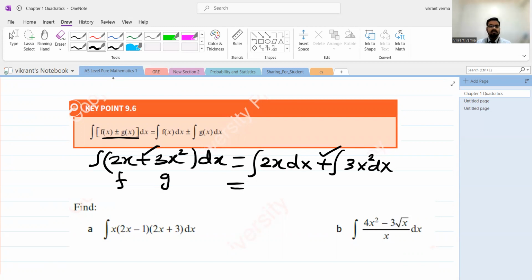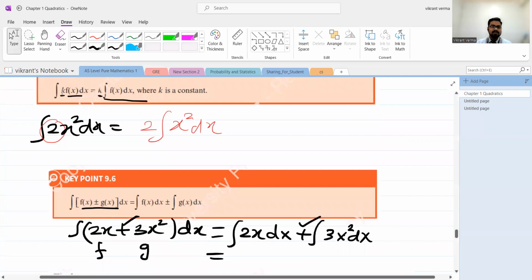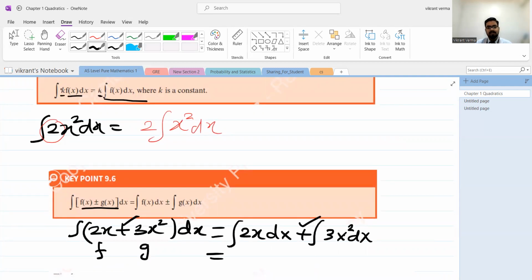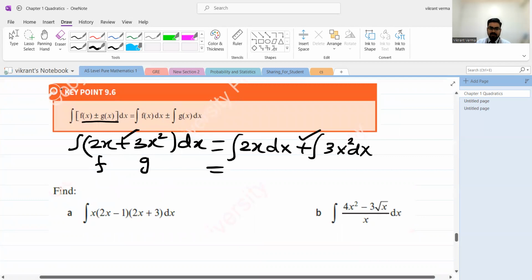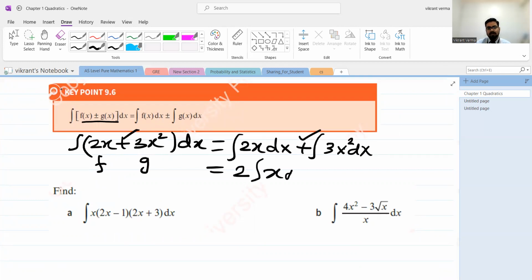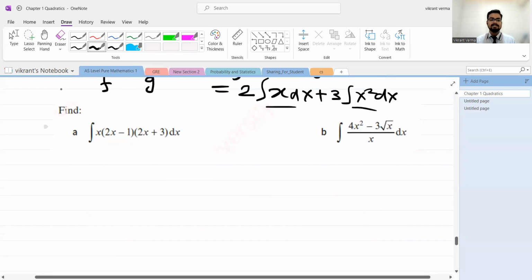And now, because we have learned another rule, that the constant of integration can be taken outside, I am taking the constants outside. It will be 2 times the integral of x dx plus 3 times the integral of x square dx. Right now you do not worry about how this integration will be solved. You only need to know how these two rules are applied: how you distribute two functions over the addition sign, and how you take the constant outside your integration sign. With the help of these two rules, we will solve these two examples that are given in your textbook.